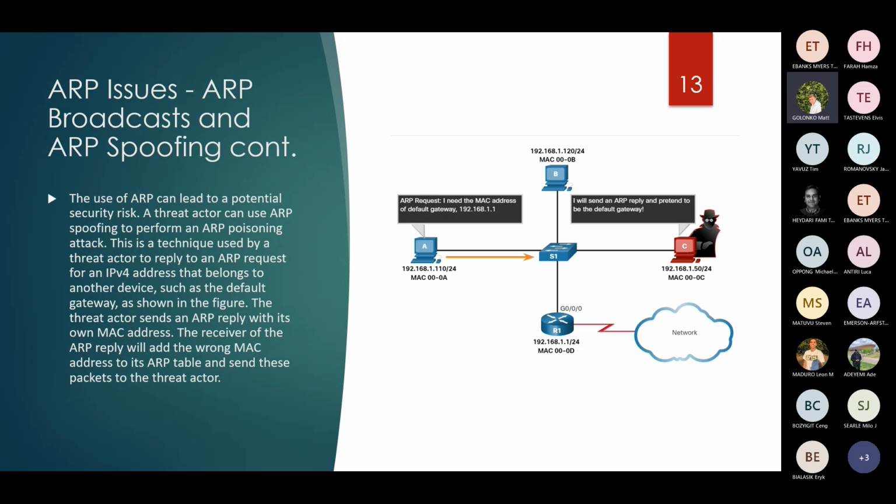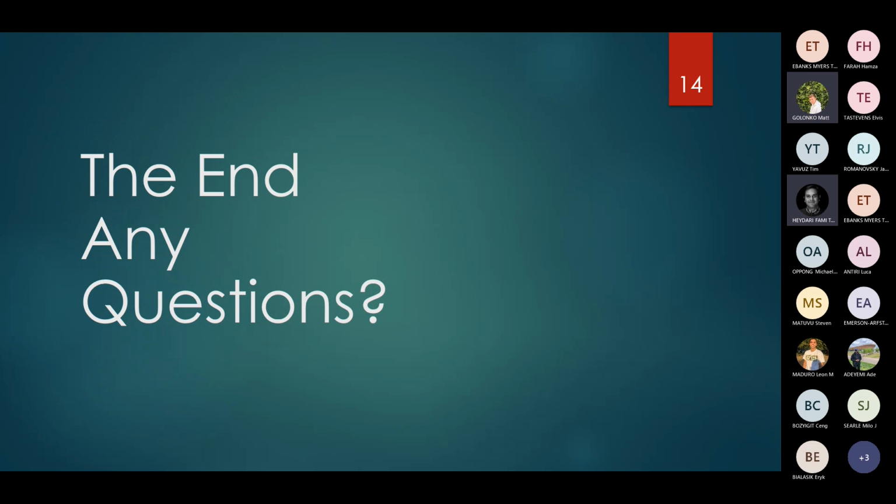The threat actor sends out an ARP reply with its own MAC address. The receiver of the ARP reply will add the wrong MAC address to his ARP table and send these packets to the threat actor. And that is the end. Any questions? Move on, Adi.